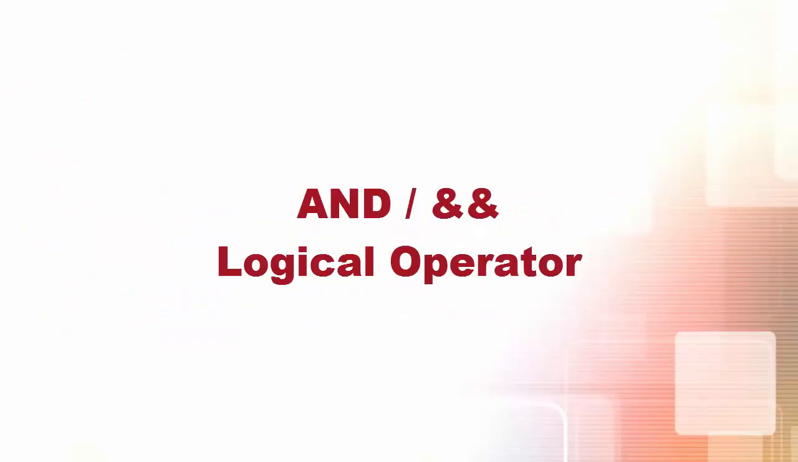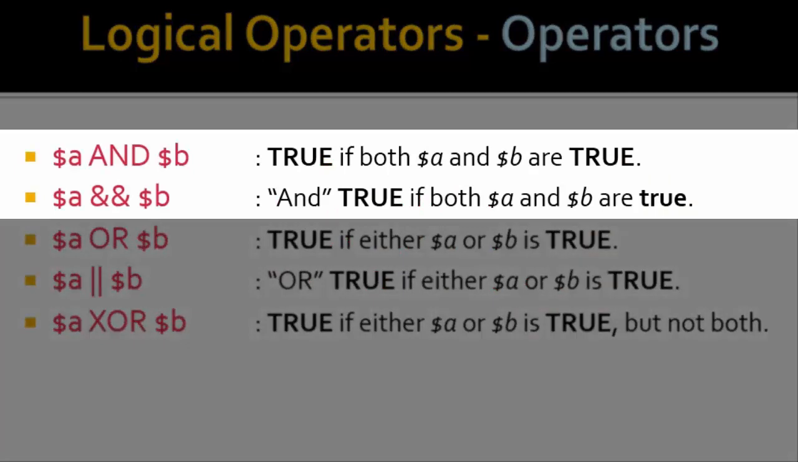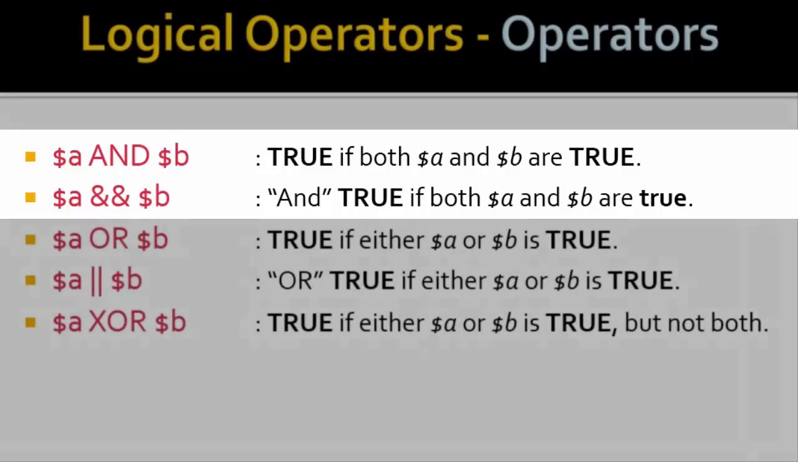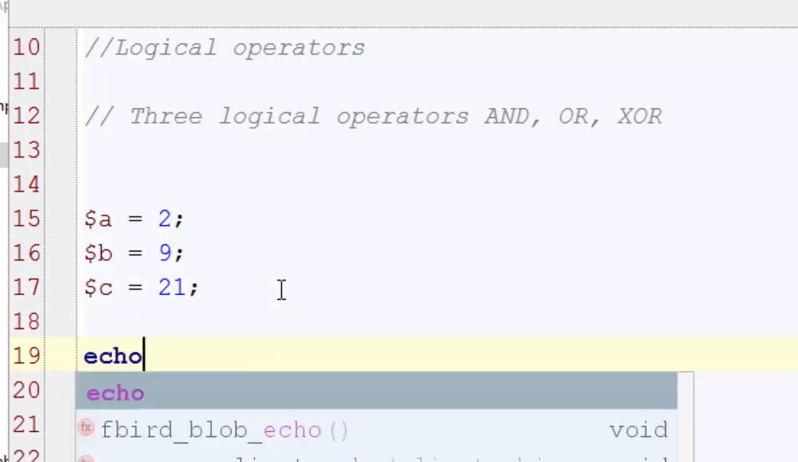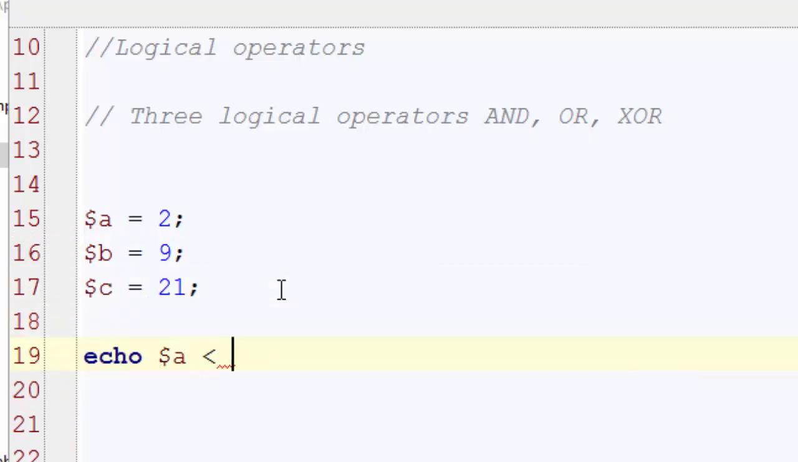The AND logical operator: $A and $B. True if both $A and $B are true. Also written as $A && $B, true if both $A and $B are true. Let's create three variables. $A equals 2, $B equals 9, $C equals 21. Now let's make a statement. Echo $A less than $B. You know this will produce true as a result, as variable A is less than B.